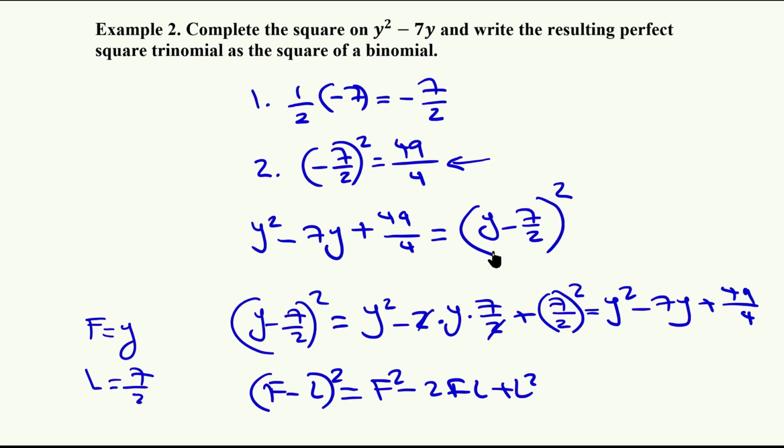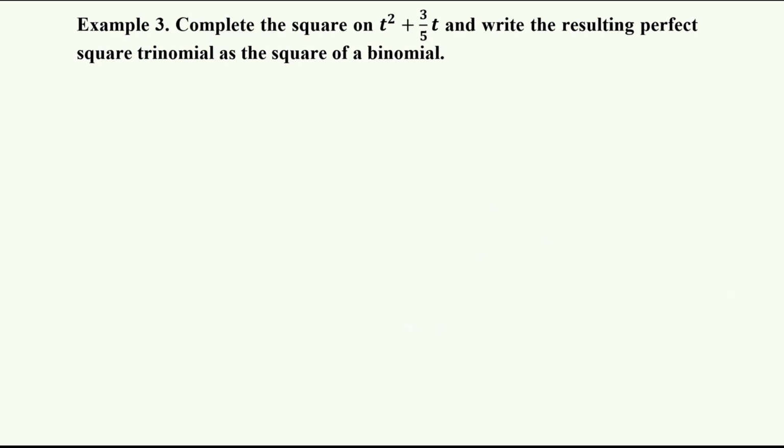So there we have verified that it has indeed become a perfect square trinomial, and it's the perfect square of this binomial. Understanding this process is going to be very important for us. So make sure you can handle this kind of problem before you proceed. Okay, so here we have another example, this time with the variable t. Definitely try to do this on your own before you watch the rest of the video.